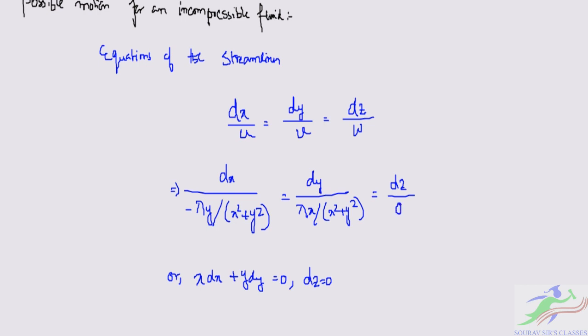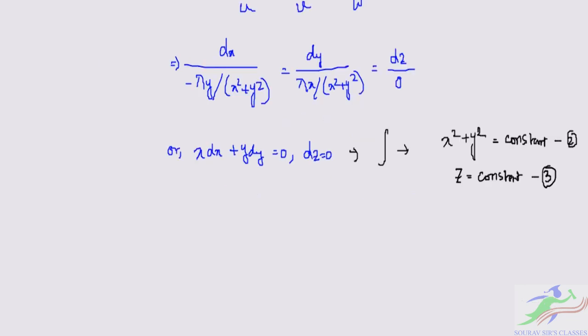Right, so by integrating we will find that x square plus y square is equal to a constant, which I am giving as equation 2, and z is equal to another constant, that is equation 3. Thus the streamlines are circles whose centers are on the z-axis.